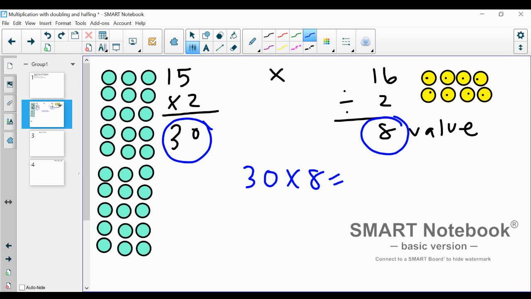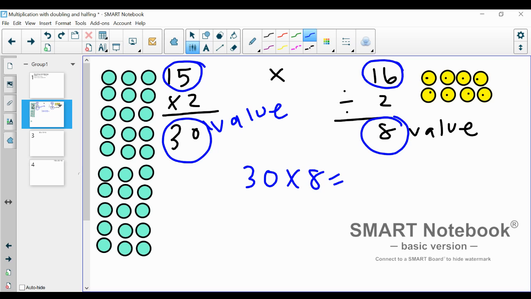And so whatever I get when I multiply 30 times 8 is going to be the same answer as what 15 times 16 would be, because I'm not adding any more values to the numbers I'm multiplying here. I just shifted the value from this side and moved it over here. So I'm still multiplying the same values, just a different way, okay?